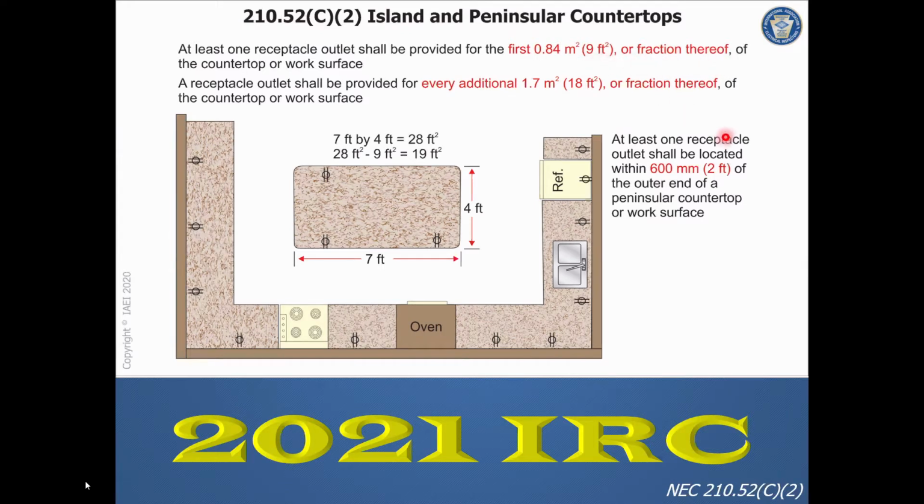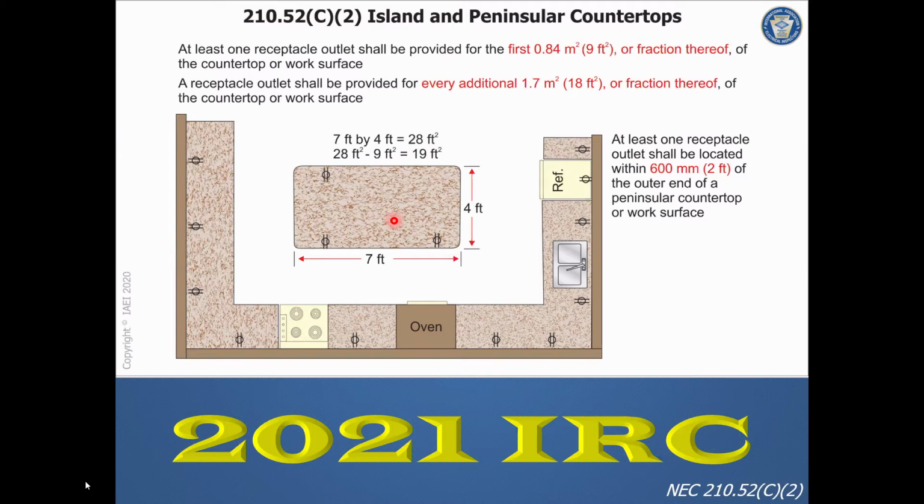What that means is, if I have an island or a peninsula that measures 9 square feet, I'm required how many receptacles? 1. If that island or peninsula measures 9 square feet and 1 inch, how many receptacles are required? 2. Fraction thereof. That's the key to understanding this. So the first 9 square feet calls for a receptacle outlet. And by the way, the language used here is receptacle outlet.